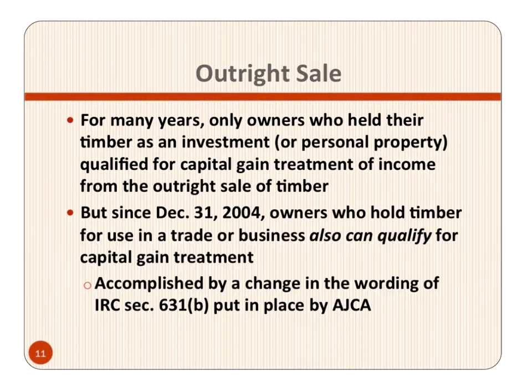For many years, only owners who held their timber as an investment or for personal property qualified for capital gain treatment of income from the outright sale of timber. But since the end of 2004, owners who hold timber for use in a trade or business also can qualify for capital gain treatment of timber sold lump sum. This was accomplished by a change in the wording of Section 631B of the Internal Revenue Code that was put in place by the American Jobs Creation Act.